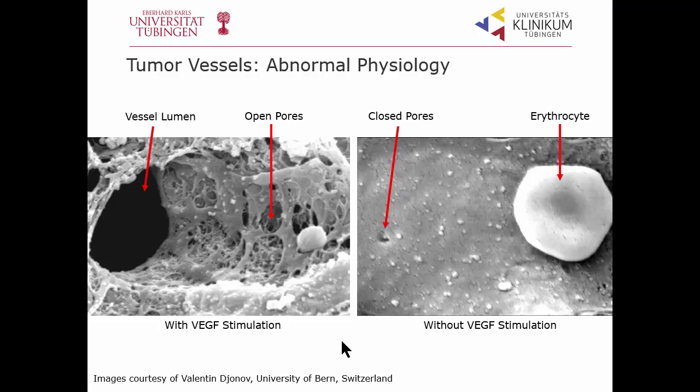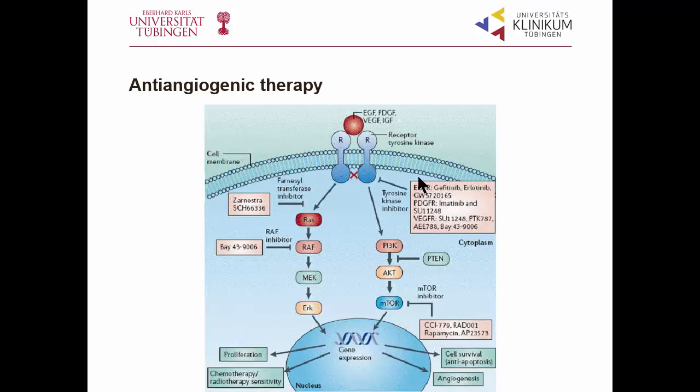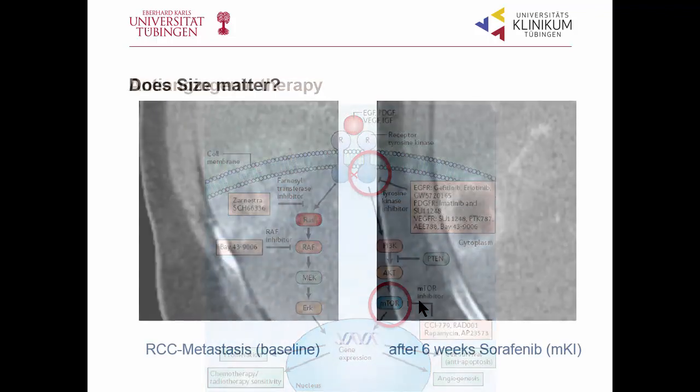And what is happening when using anti-angiogenic drugs? The thing is that we disrupt the function of VEGF, and so the pores of the vessels close, and we have less extravasation of blood and thus contrast agents. And those anti-angiogenic drugs attack the tyrosine kinase of VEGF, the vascular endothelial growth factor, so that we have less proliferation and less angiogenesis. And there are also new drugs which attack more downstream, the so-called mTOR inhibitors.